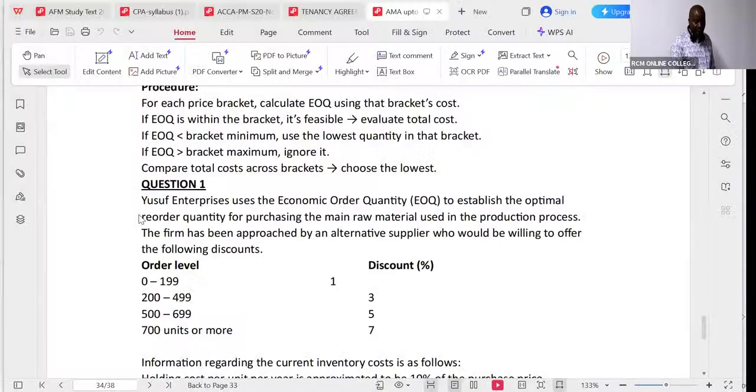So I've been able to give the background to this EOQ, which most of us have not even heard about and have not understood totally. Let me demonstrate this using this question. Yusufu Enterprises uses EOQ to establish the optimal reorder quantity for purchasing the main raw material used in the production process. The firm has been approached by an alternative supplier who will be willing to offer the following discounts.